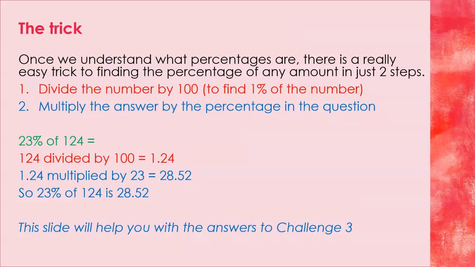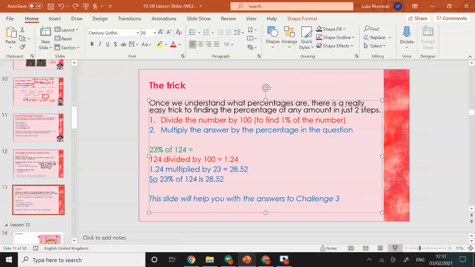I then get the answer, 1.24, multiply it by the percentage in the question, and that will give me the answer, 28.52. The reason that I've said you can use a calculator for these is because, of course, I'm not expecting you to be able to do this step 2. I'm not expecting you to be able to do 1.24 multiplied by 23. The idea of this task is just to get you used to doing this step by step. Step 1, divide the number by 100. Step 2, multiply by the percentage.